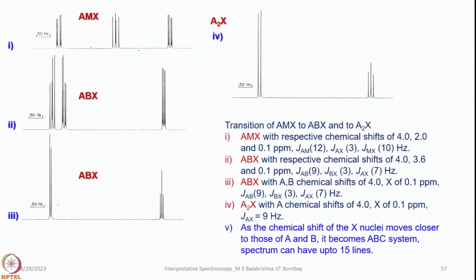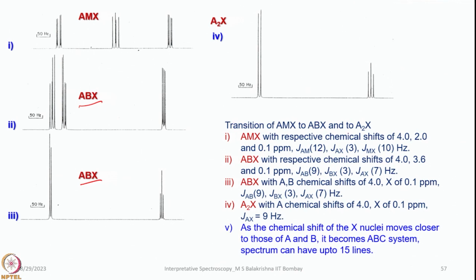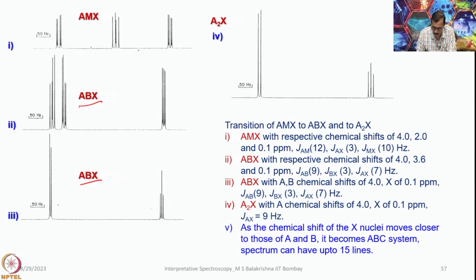So you can see here how the AMX spectrum, which appears like a first order spectrum, is converted into a second order spectrum because of the very little difference in the chemical shifts of A and M. So here and here. Now let's look into a few points I have listed here. This series of spectra, from 1 to 4, represents the transition of a first order spectrum AMX to ABX and eventually to A2X.